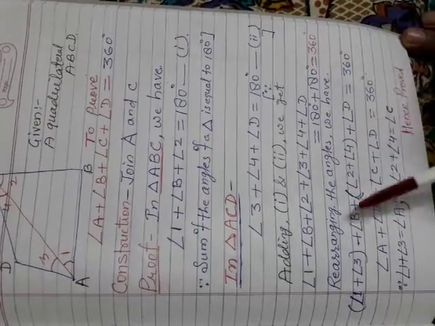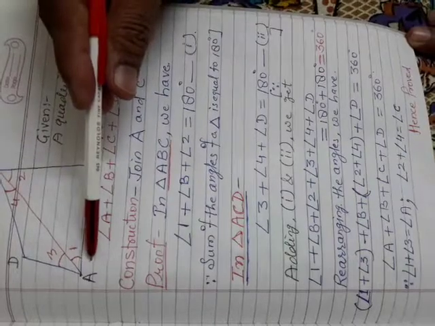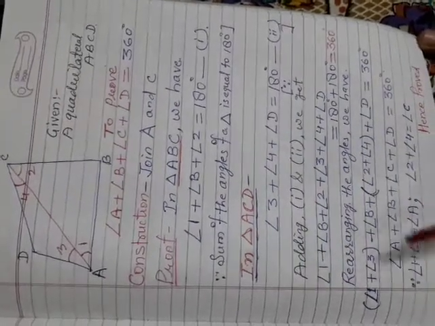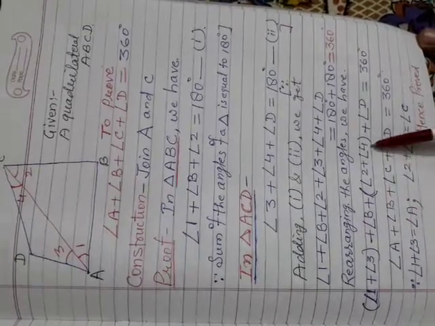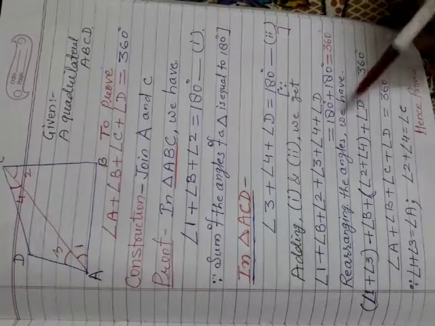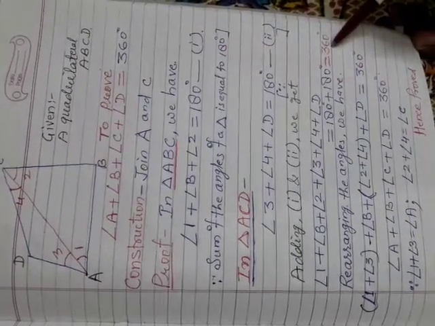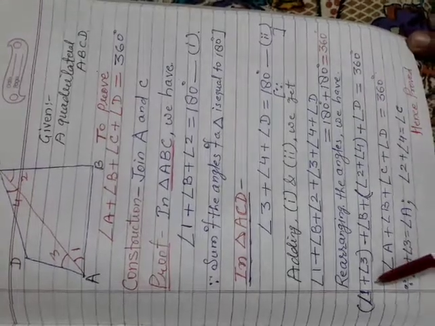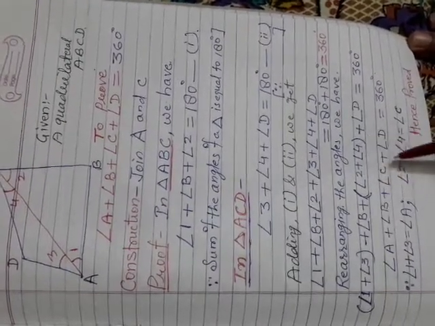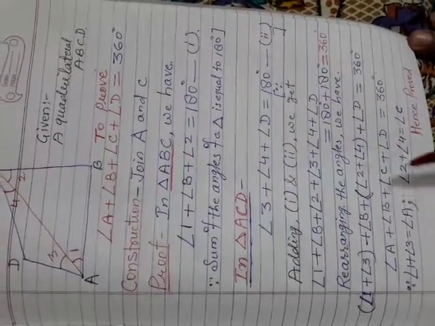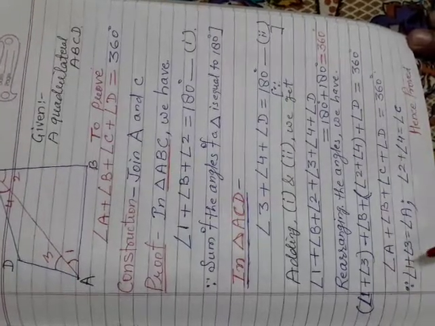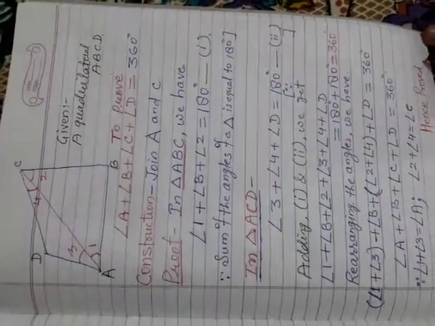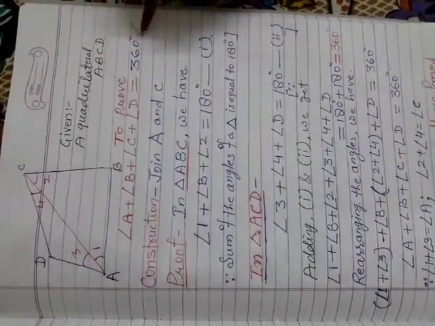Rearranging the angles: angle 1 and angle 3 combined give us angle A, and angle 2 and angle 4 combined give us angle C. So we arrange it this way: angle 1 plus angle 3 in the bracket, plus angle B individually, plus angle 2 plus angle 4 combined together, plus angle D separately, equal to 360, because 180 plus 180 degrees combined gives 360 on the right-hand side. On the left we want all the alphabets A, B, C, D. So 1 plus 3 is angle A, angle B, angle 2 plus angle 4 is angle C, and angle D. So A plus B plus C plus D equals 360, because angle 1 plus angle 3 equals A and angle 2 plus angle 4 equals angle C. Hence proved, we can say that the sum of the four angles in a quadrilateral is always 360 degrees.